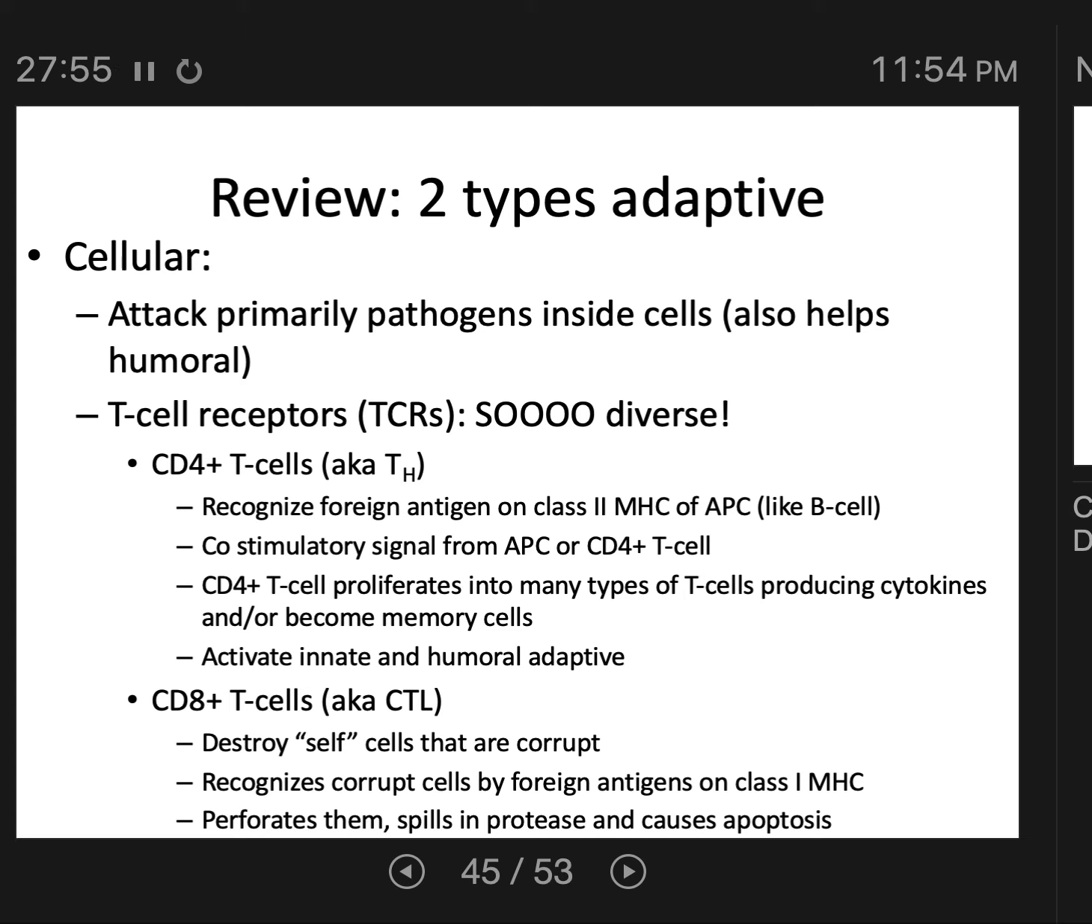The cellular branch of the adaptive immune system primarily attacks pathogens that are hiding out inside your host cells, but it can also assist with humoral immunity.